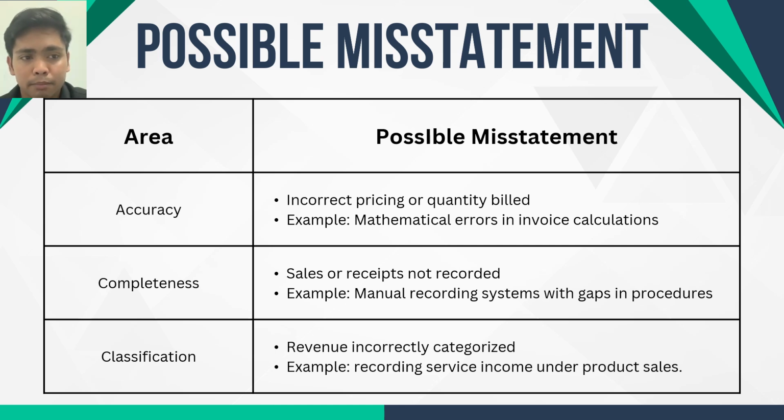For example, missing documents. Lastly, classification issues occur when the revenue is recorded under the wrong account or category. A typical example is where service income is mistakenly recorded as product sales. This misleads stakeholders and may affect performance analysis by product line or business segment.